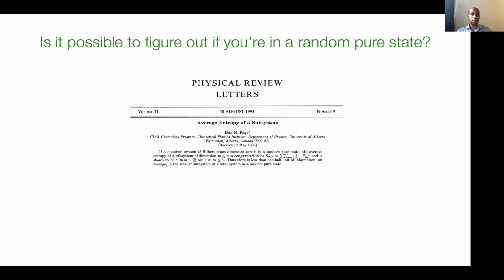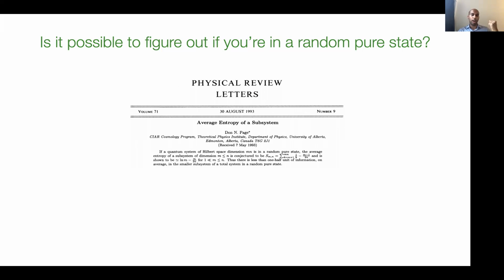So as an aside, I want to talk about a question which was asked about 3 decades ago. Is it possible to ever figure out you're in a random pure state? Let's assume the universe is an isolated system, and you're governed by some big Hamiltonian which is evolving the universe. How would you know you're in a random pure state as opposed to a completely random mixed state?